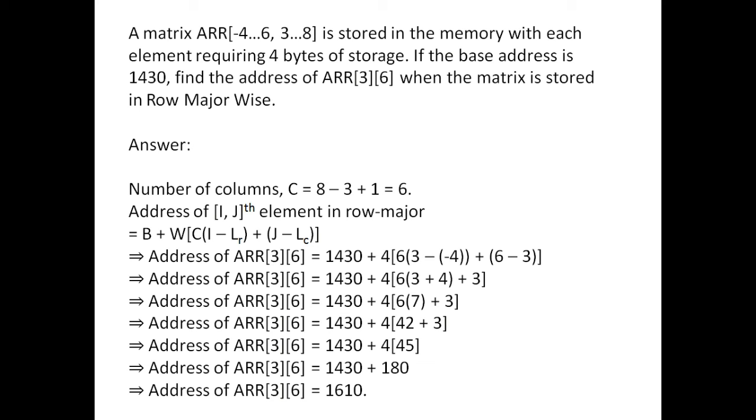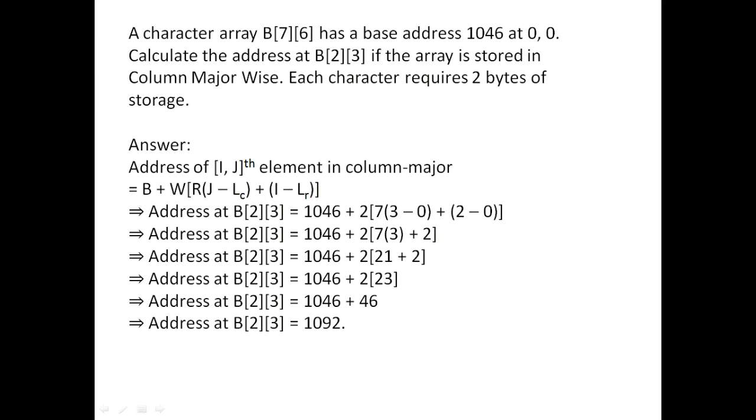Calculate the address. Formula row major wise, that is B plus W, C, I minus LR plus J minus LC. If you use the values, you will get the final answer, that is 1610. Clear children? See the next question children.